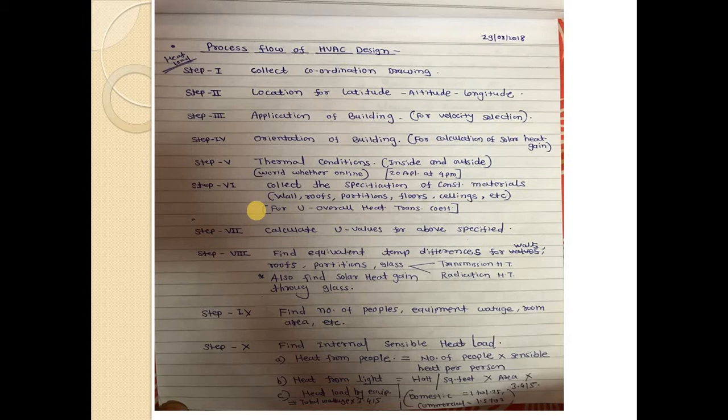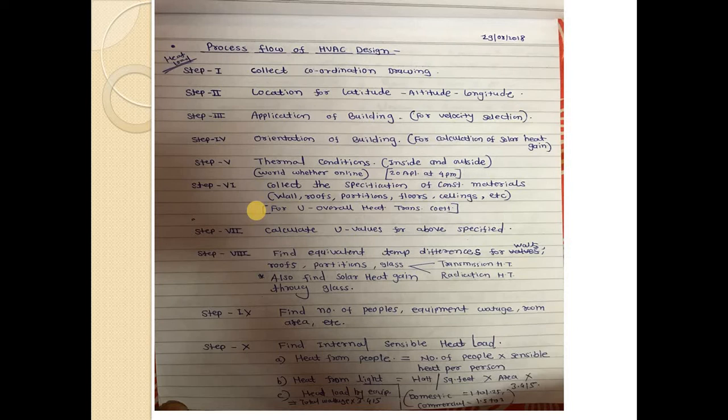Then the second step is the location: latitude, altitude and longitude. We must consider these three for a particular region. Suppose we are situated in the Pune region, then we will get all the standard data from the web. Also we will get the values from the ISHRAE and Carrier handbooks.